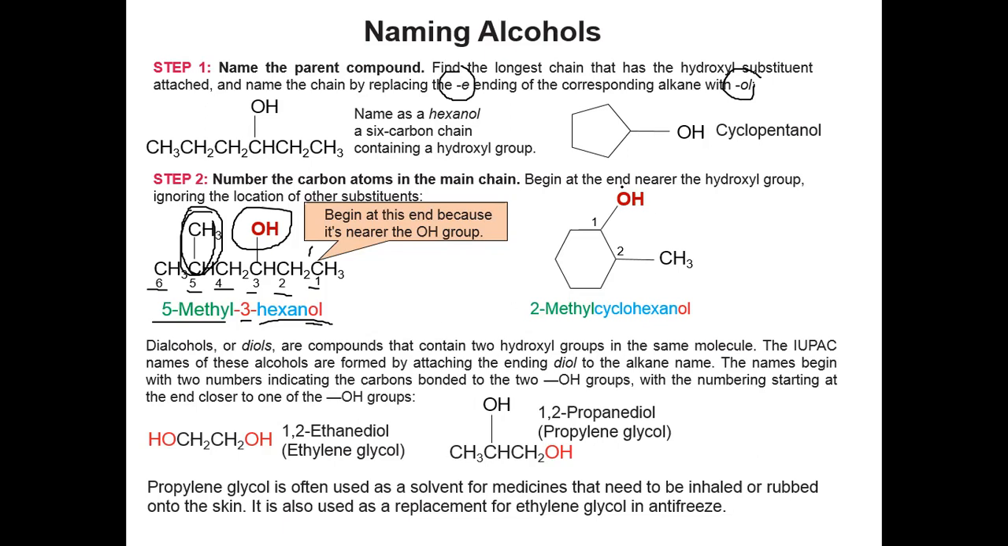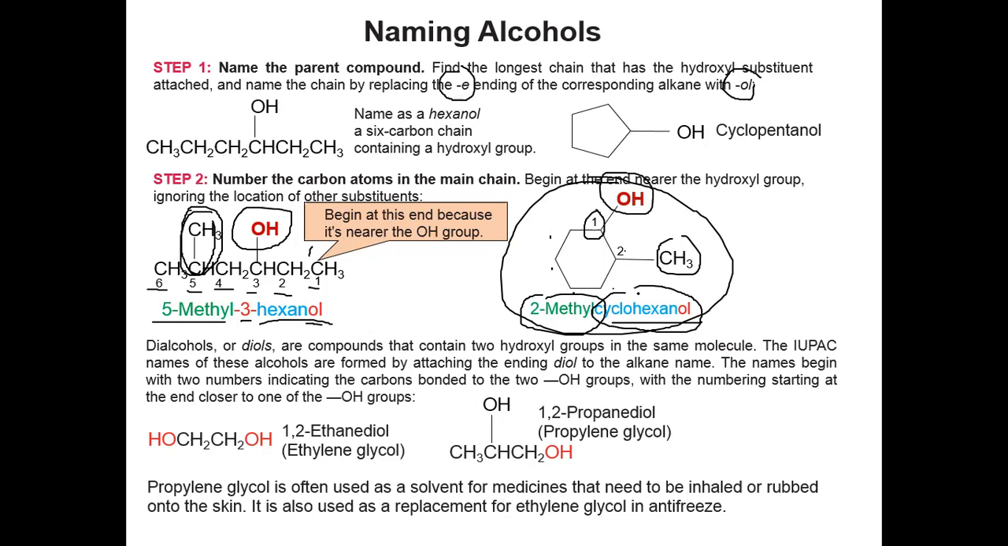The same thing applies to cyclo-type alcohols. We have the OH group, and we start numbering from there: 1, then we go to the substituent group, 2, and 3, 4, 5, 6, but we don't need these. So we can write the name 2-methylcyclohexanol, strictly speaking, because cyclohexanol is the parent name. On top of that, we put the substituent, 2-methyl.